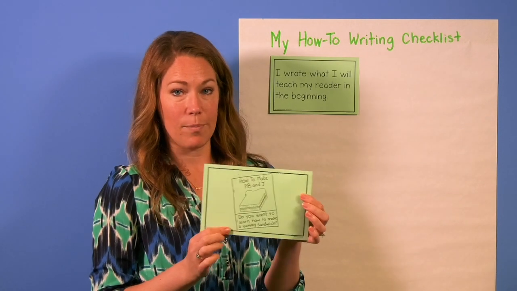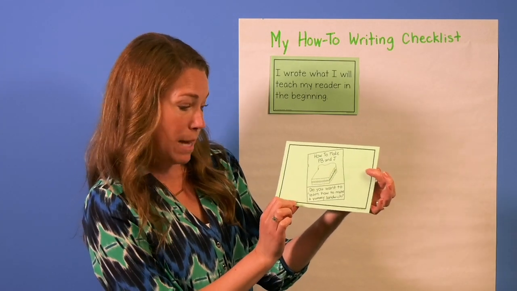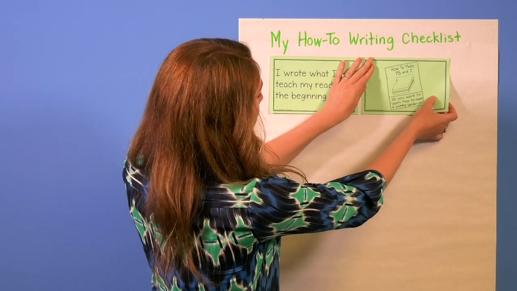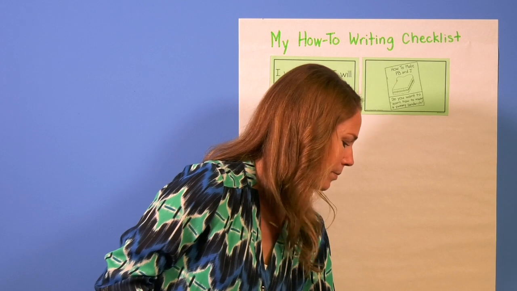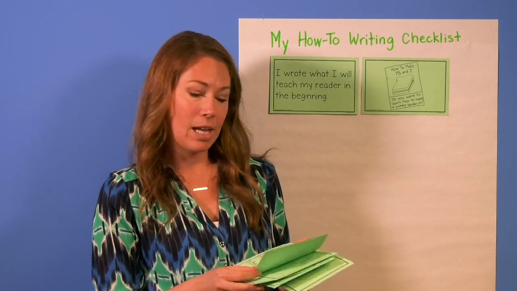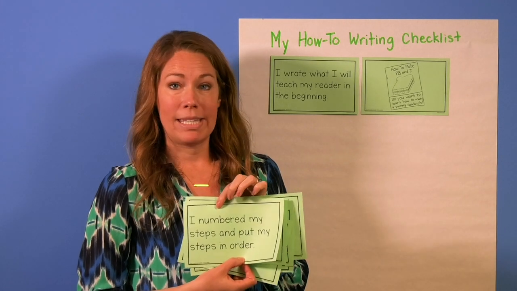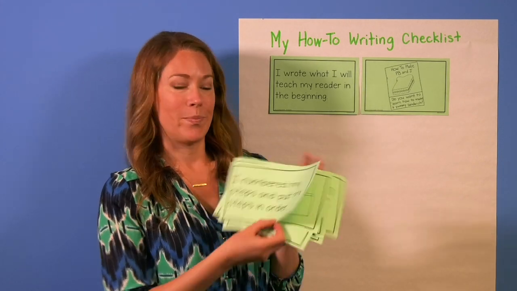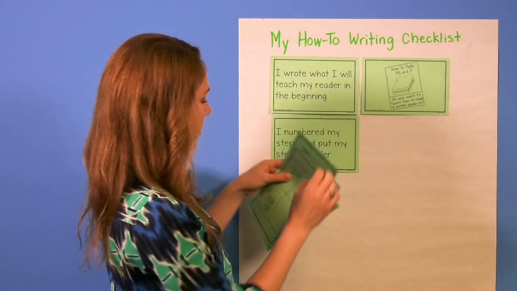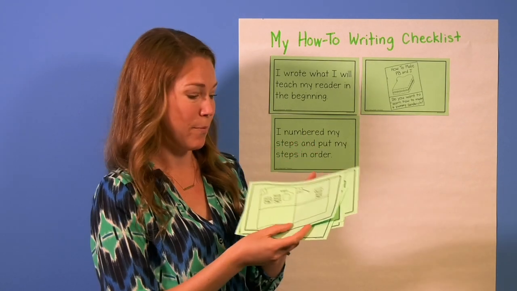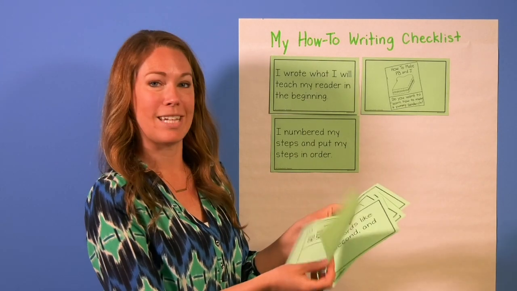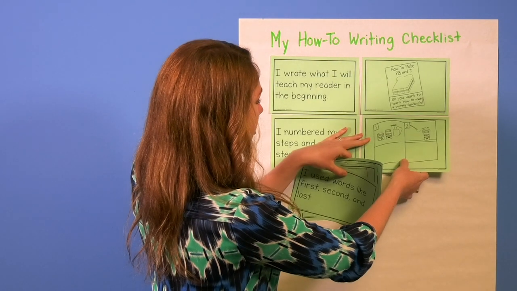Here's an example of that. Do you want to learn how to make a yummy sandwich? The next thing on our checklist is I numbered my steps and put my steps in order. And here is an example of that. 1, 2, the steps are numbered and they're in order.